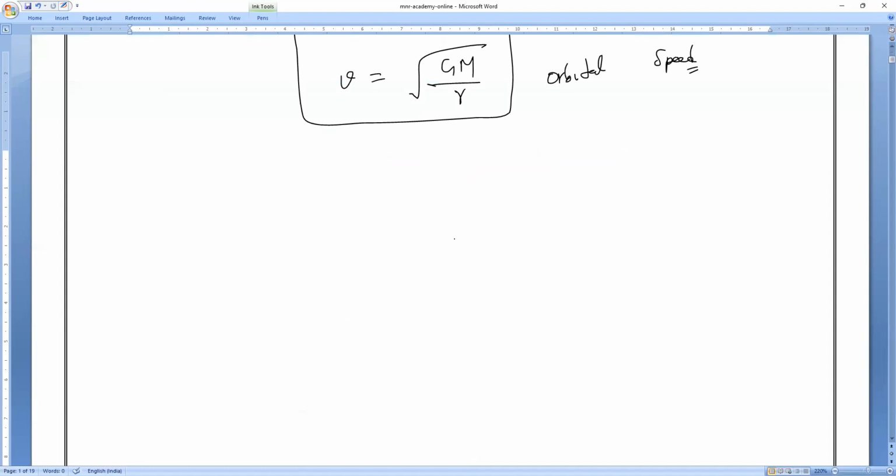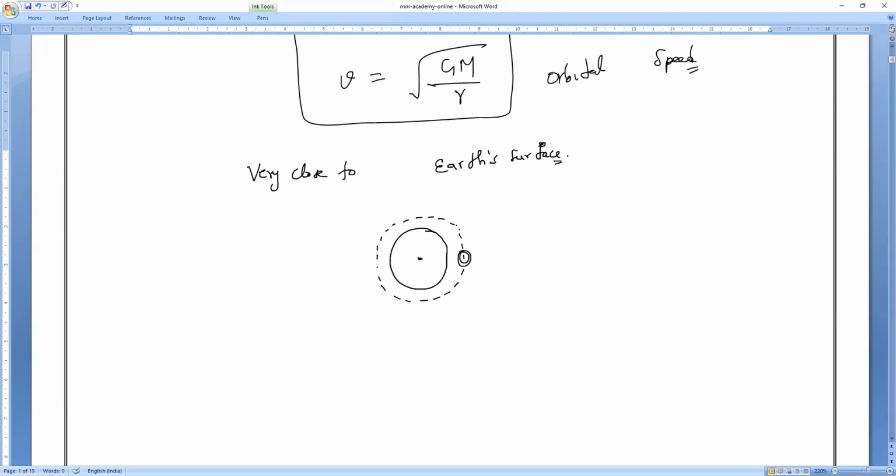So now, if the satellite is revolving very close to the Earth surface, then almost the distance between the satellite and the center of the earth is approximately equal to the radius of the earth, that is, approximately r is equal to R. Then the orbital velocity is equal to root over GM divided by R.